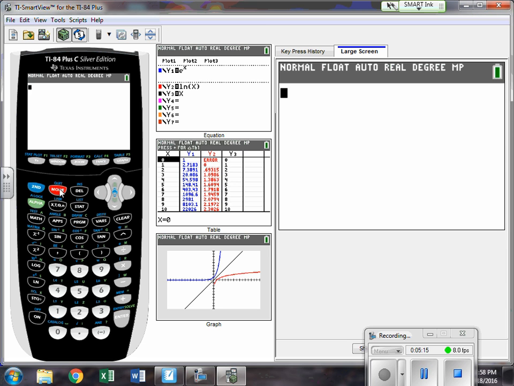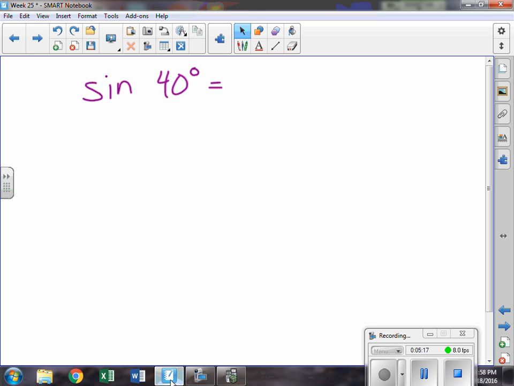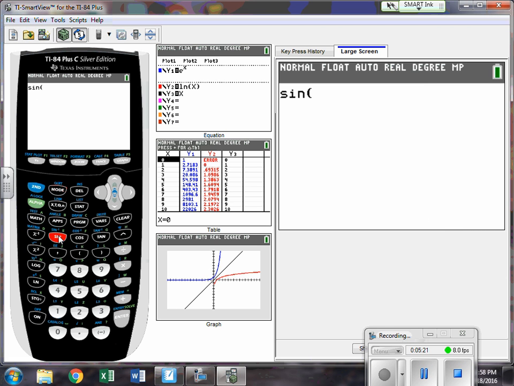Alright, here's the next piece. Type in the sine of 40 degrees and see what we get. Sine of 40 is 0.6428. When we write these pieces out, typically we're going to round to 4 decimal places. Not 2, 4. We want that enhanced accuracy.